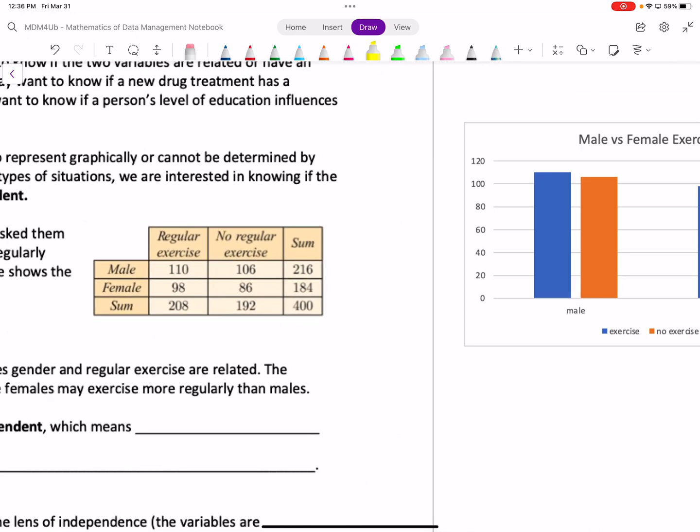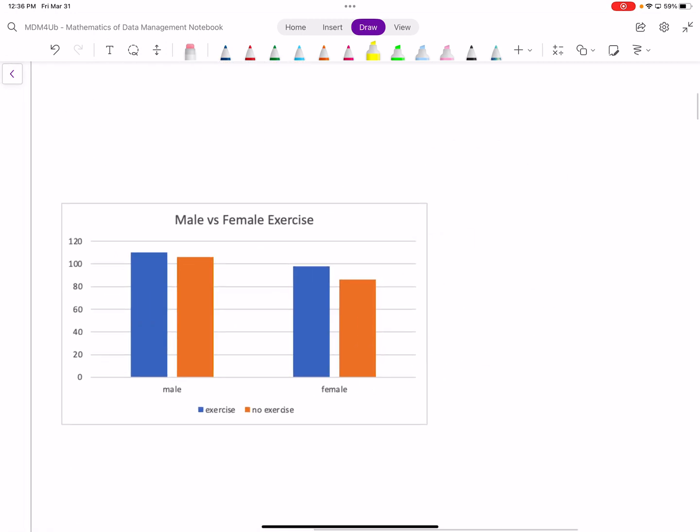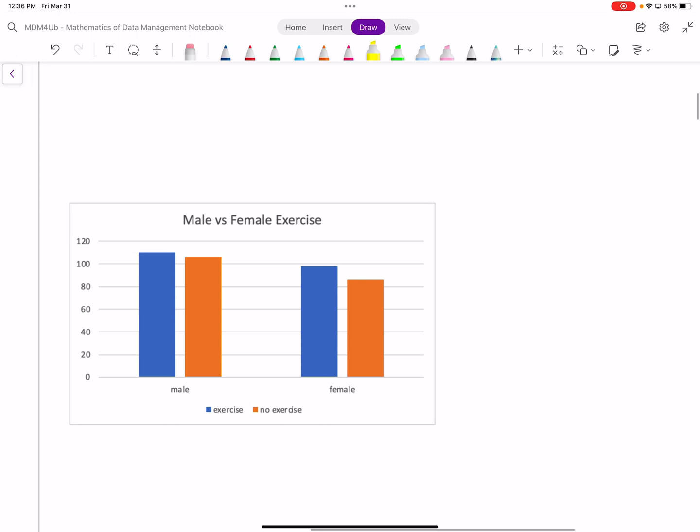110 males said they regularly exercise, 106 said they don't. 98 females said they did, and 86 said they don't. If I was to try to graph that, it would look like this. That's not really helpful to just look at the graph. It doesn't really tell me a whole lot about this situation.